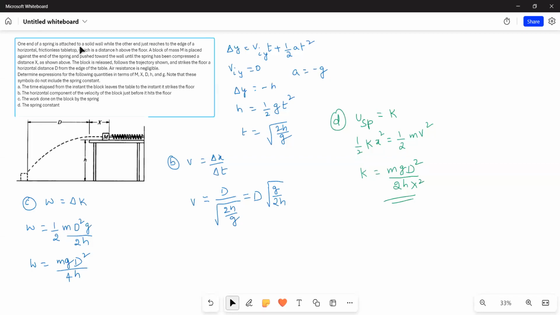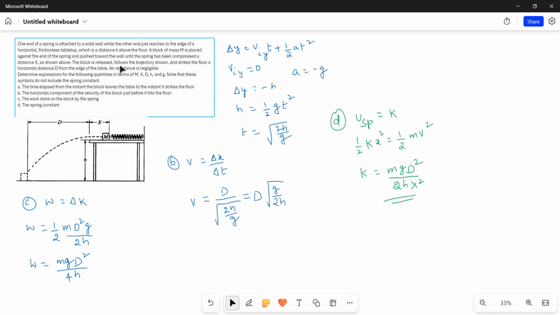One end of a spring is attached to a solid wall while the other end just reaches to the edge of a horizontal frictionless tabletop, which is a distance h above the floor. A block of mass m is placed against the end of the spring and pushed towards the wall until the spring has been compressed a distance x as shown above.